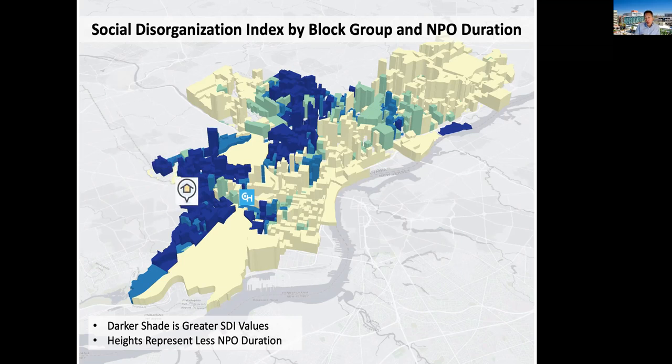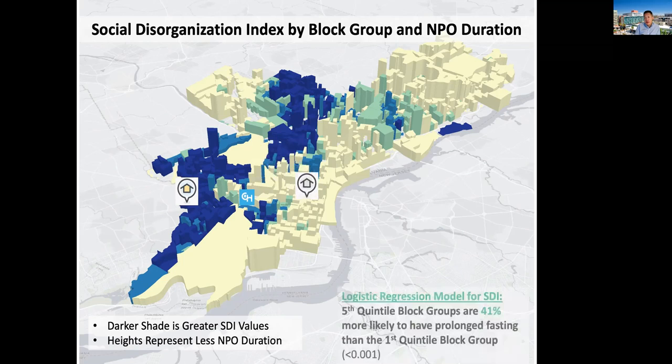And so, for example, if we have an individual coming from West Philadelphia, which has a lower socioeconomic status, compared to an individual that might come from a lighter color area, which represents higher socioeconomic status, we actually find that in these two different quintiles, there's a 41% chance that the person's more likely to have prolonged fasting time than in the higher socioeconomic status area to the right. And so we can use this information to provide deeper insight to how we should approach our patients.